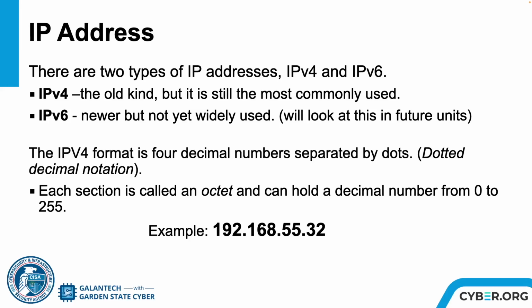There are two different types of IP addresses. IPv4, which we have run out of. We don't have any more of those addresses, and that's the example that you see there, the 192. Then you have IPv6, which is newer but not yet widely used. IPv4 is known as dotted decimal notation, so you would read it as 192.168.55.32.